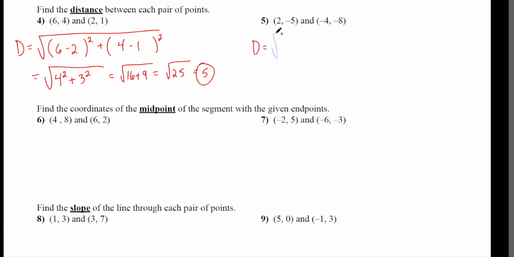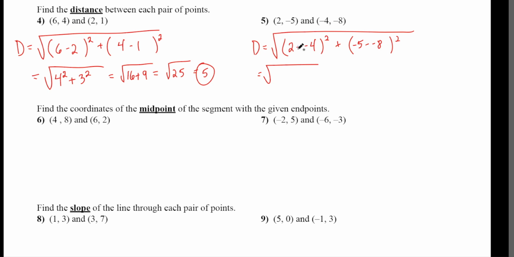I don't have the quiz in front of me. But we'll do it. So I write the shell. And then I plug stuff in. Again, it doesn't matter what order you plug them in. I'm just going to go to the first one minus the second one. So the x's, 2 minus what? Negative 4. Don't forget the minus negative. Don't just put 2 minus 4. It's completely different. Let's do the y's. So it's negative 5 minus what? Negative 8. Good. Equals square root.